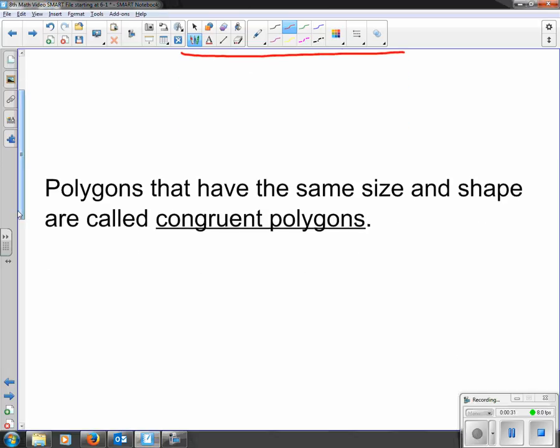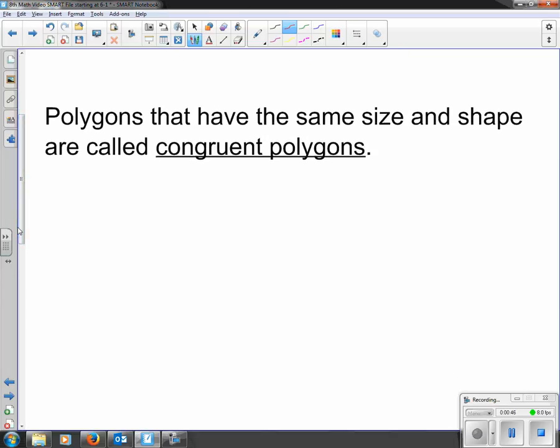Polygons that have the same size and same shape are called congruent polygons. Congruent polygons. And what we're going to do is match up the sides of different polygons that we say are congruent.